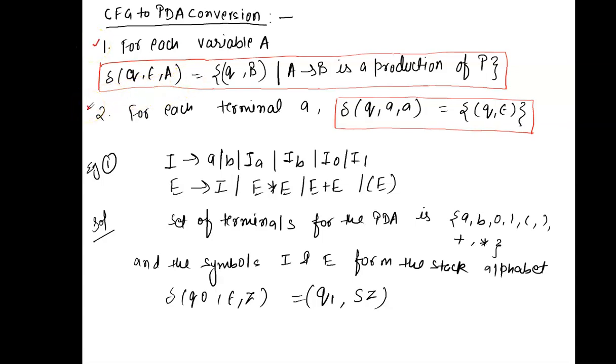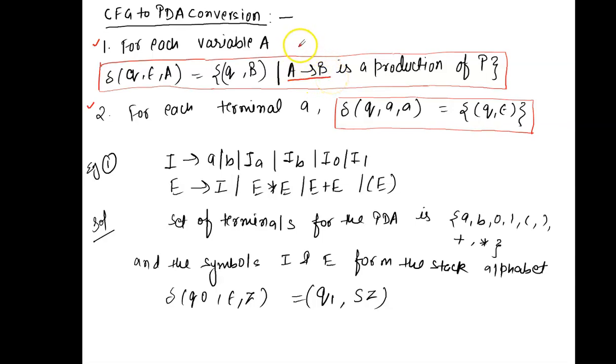We know that in CFG to PDA conversion, my input will be a CFG and my final answer should be the transition function. My input will be given in the production form, because in CFG we write a set of productions. A production will be in the form A to beta, where A represents the left hand side of the production and beta represents the right hand side of the production.